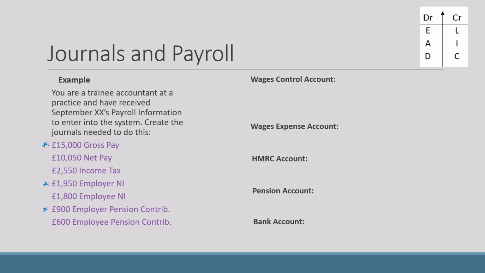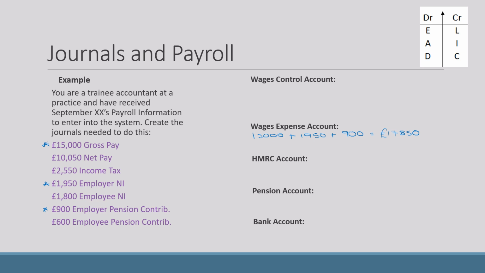So our wages expense account will be our £15,000 gross pay plus our £1,950 employer NI contribution and our £900 pension contribution. And that gives us a total of £17,850. Okay, so this is the total cost to the business. It's all of the staff pay, all of the national insurance that you need to pay as an employer, and all the pension that you need to pay as an employer.